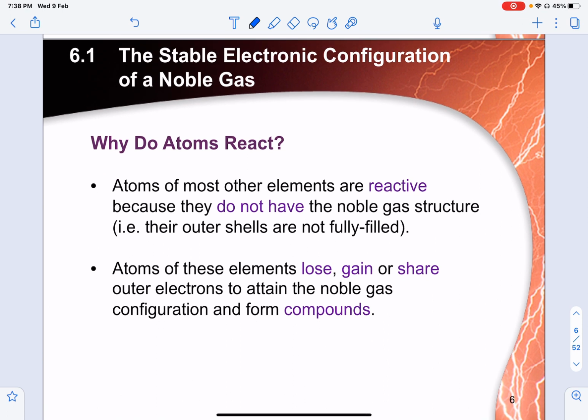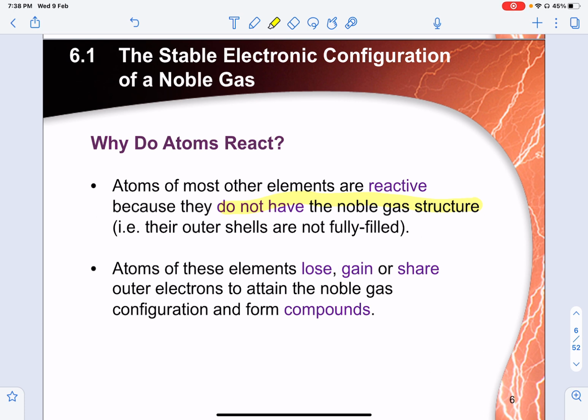So why do atoms react? Most atoms from the other elements tend to be reactive because they do not have a completely filled electron shell. In other words, their noble gas structure is incomplete. We can see this from the previous chapter: for groups 1 to 7, the outermost shell is not at 8, or even for hydrogen, it's not at 2. There is some form of missing electrons. So what we saw is that for group 1, group 2, group 3, it's easier to lose electrons. Group 1 will require losing 1 electron.